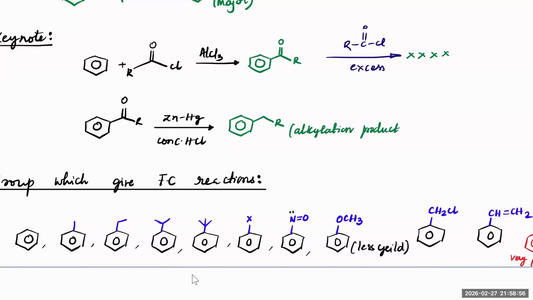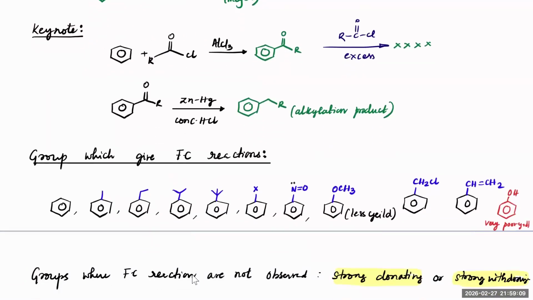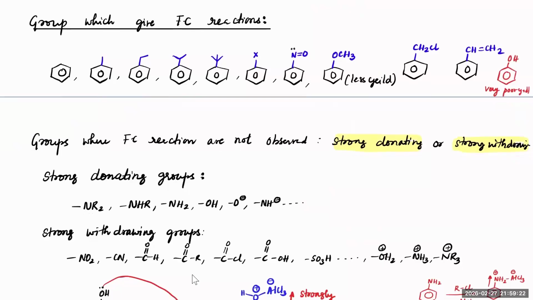So don't do alkylation directly. Instead, you make an acylation, then reduce it. This way, both the problems are avoided. Okay, clear? So this is an important note for Friedel-Crafts reactions. All the Friedel-Crafts reactions where we want a particular type of alkyl group, we always use this type of mechanism. Okay, next. Notice which groups will actually give Friedel-Crafts reactions.